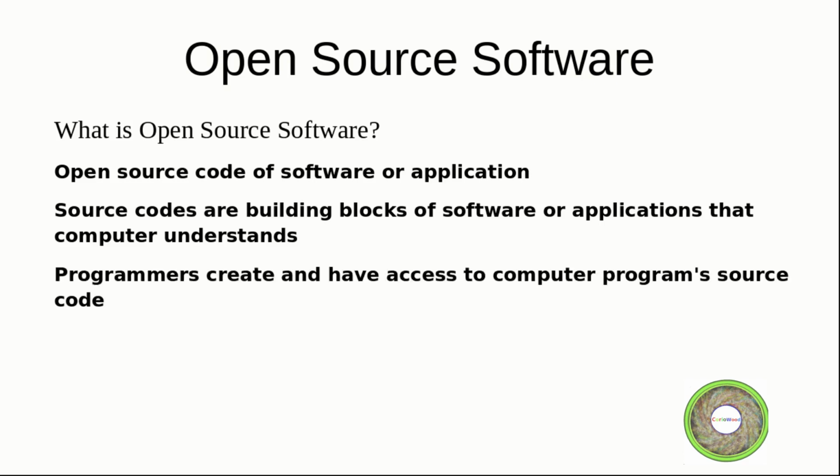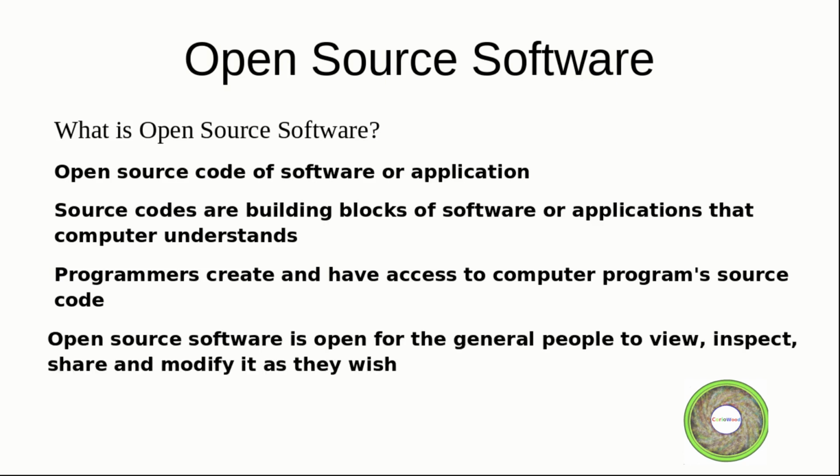Source codes are building blocks of software or applications that computer understands to run the programs, the code that computer programmers design, write and manipulate or change. And it affects how a piece of program or application works. Programmers create and have access to computer programs' source code.